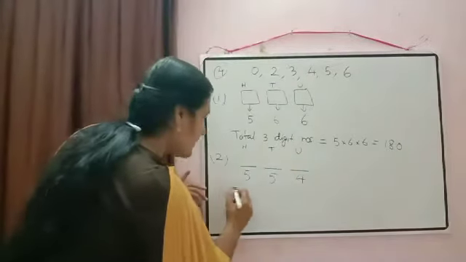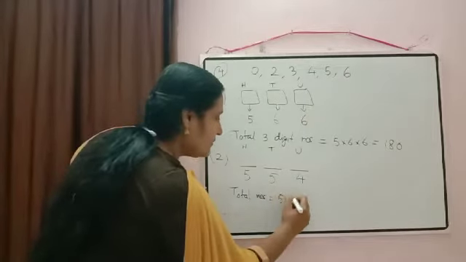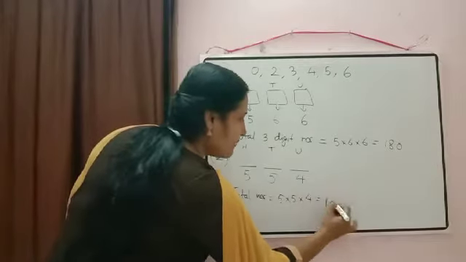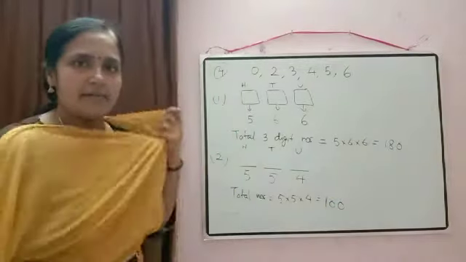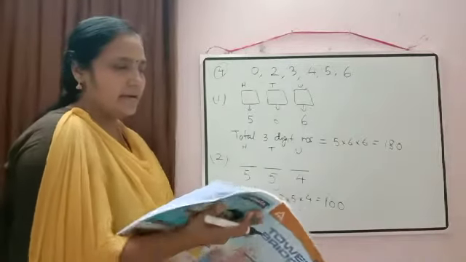So just write down there, total numbers is equal to 5 into 5 into 4. That will be equal to 25 fours are 100. Clear? Okay. Now we'll check the next question.